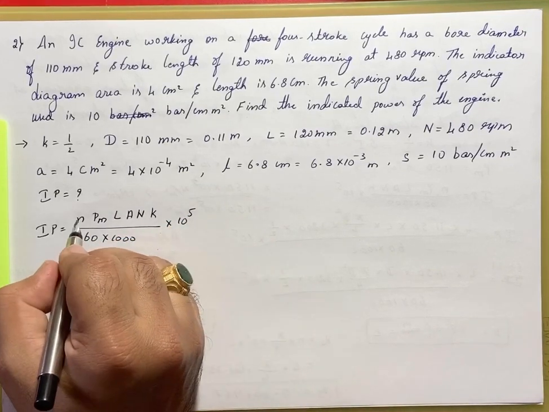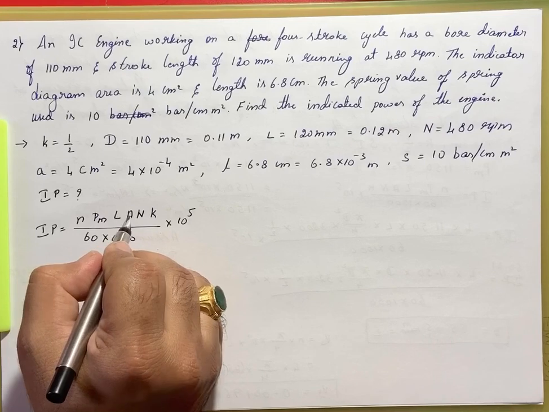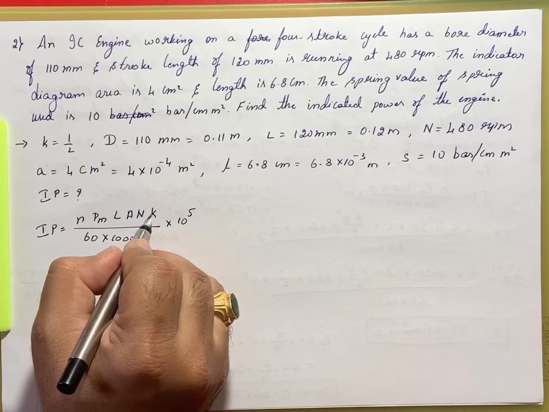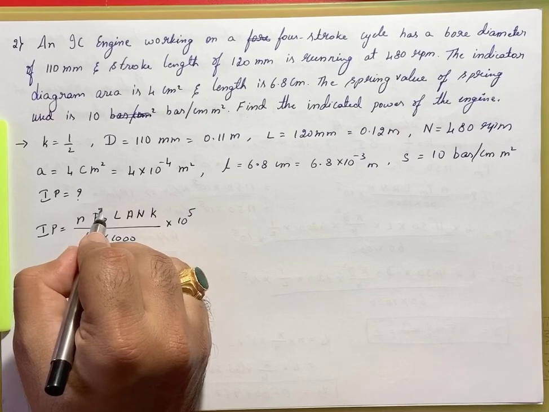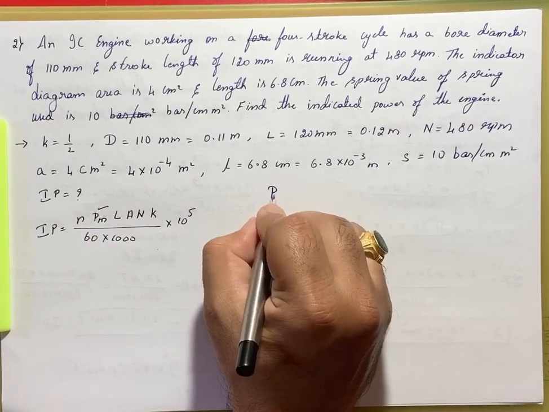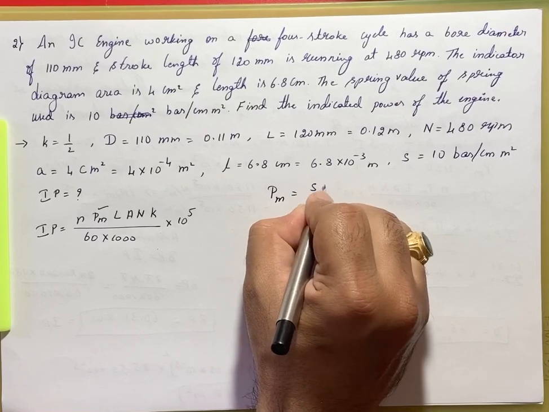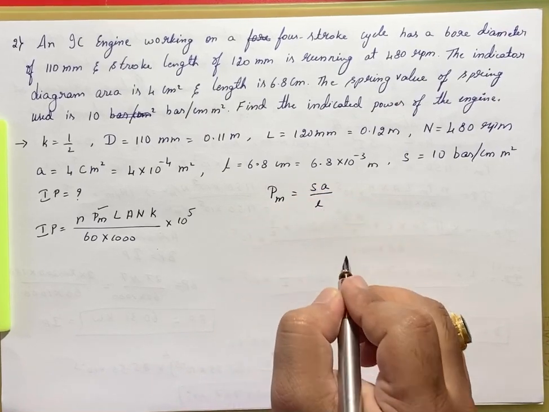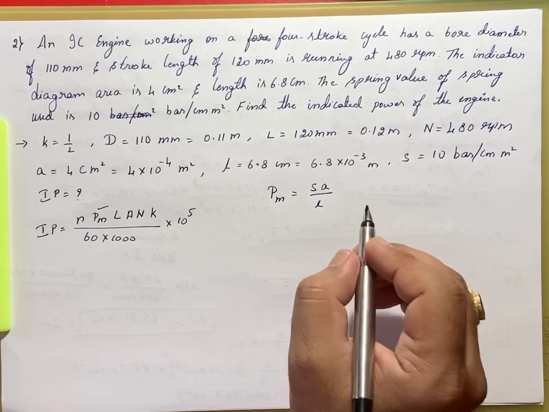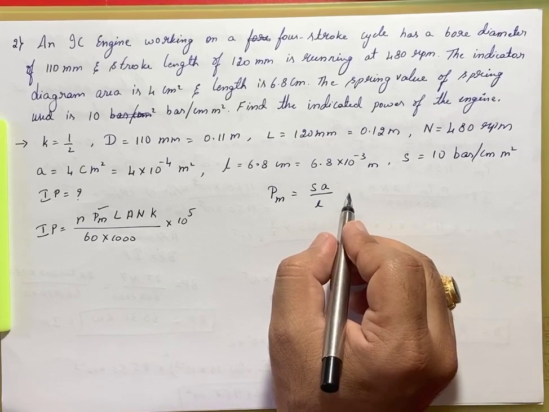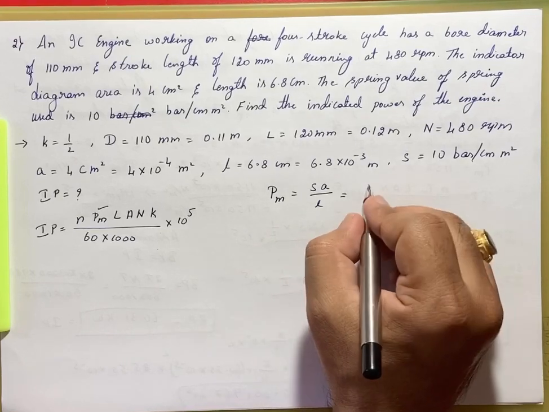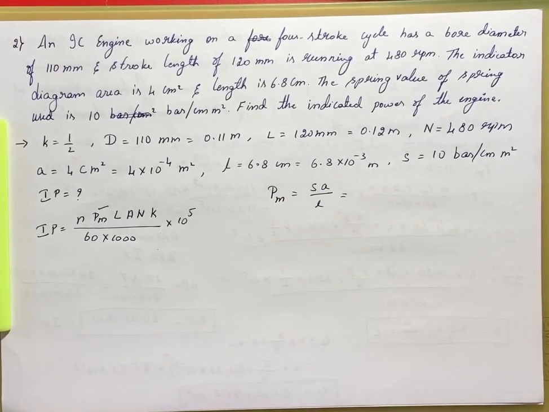Here we know N, we don't know PM, we know L, we know area A, and N is known, K is known, and everything is known, but PM is what we need to find out. To find out PM we have formula SA divided by L. Now S is the spring value of spring used, and A is the area of the indicator diagram, and L is the length of indicator diagram here.